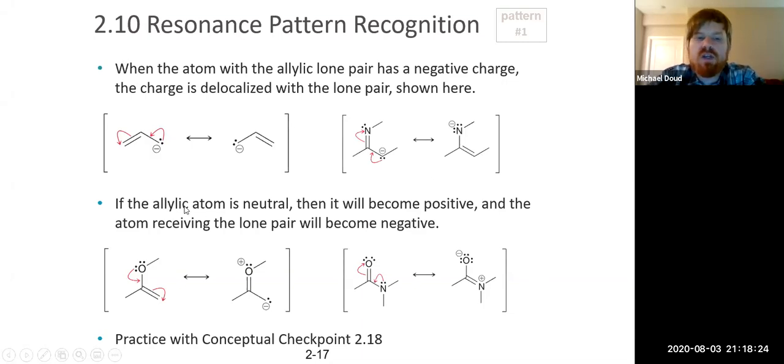So, finishing things up here, if your allylic atom is neutral, it's going to become positive because it's going to form one more bond. Like here, we have an oxygen that's already bonded twice with a lone pair. So it forms a new pi bond. That's now 3 bonds. We know that an oxygen with 3 bonds has a positive formal charge. And then whatever received the electrons becomes negative. Overall, the net formal charge is going to be the same. Here it's 0 and 0, 0 and 0, and here it's -1, -1, -1, -1. So there you go.